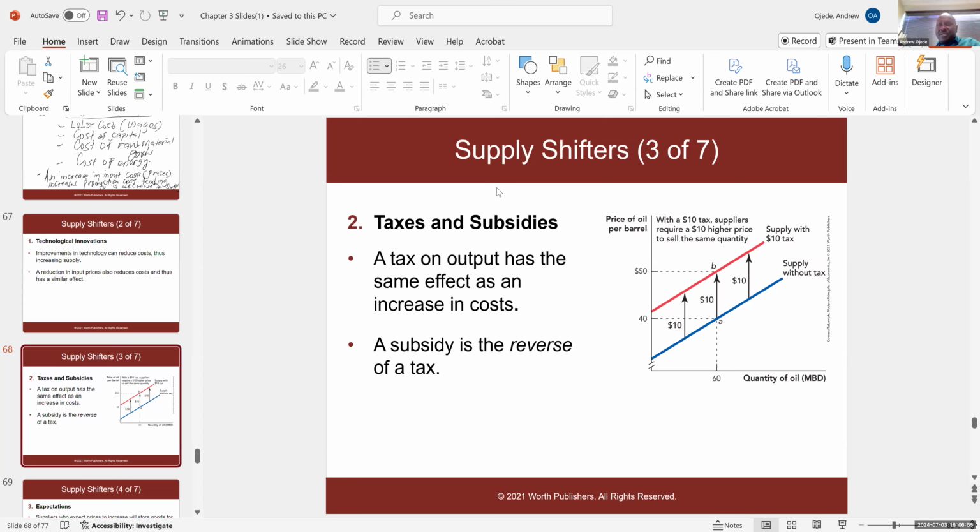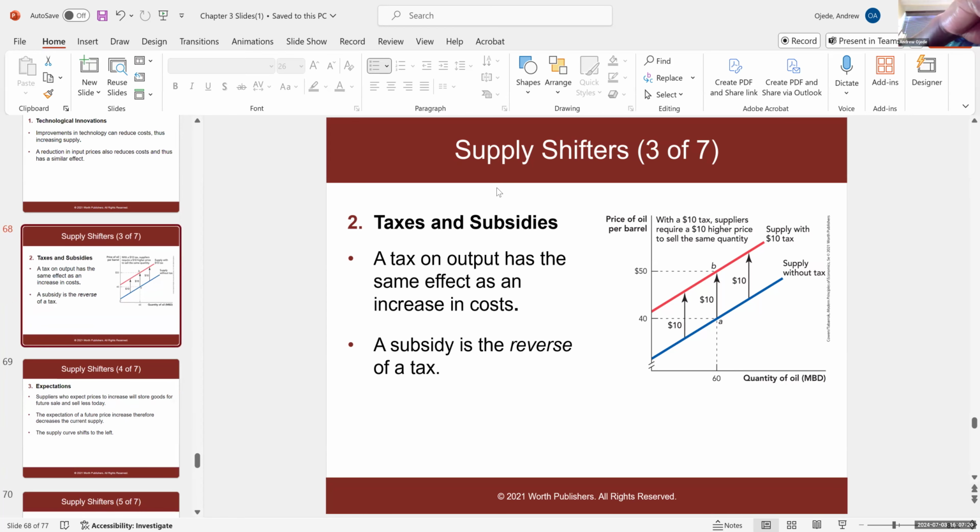But if you give them subsidies, they are kind of like the opposite of taxation. A subsidy is the reverse of a tax. Like, I know the US government gives a lot of farm subsidies to American farmers. Guaranteed crop insurance, stuff like that. That is going to increase supply. A subsidy is like a decrease in tax. It will shift the supply curve to the right.